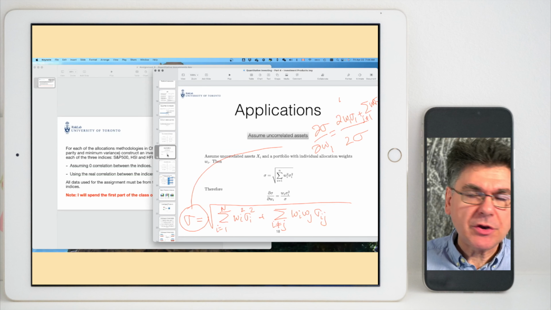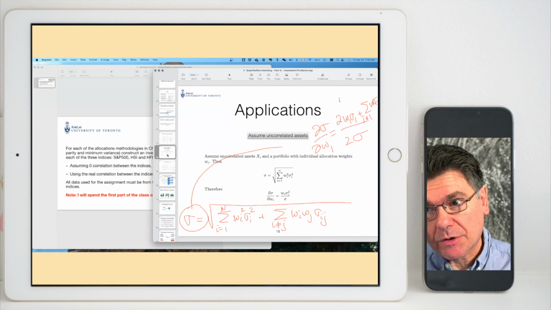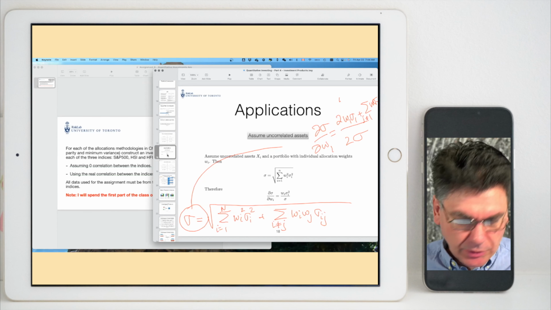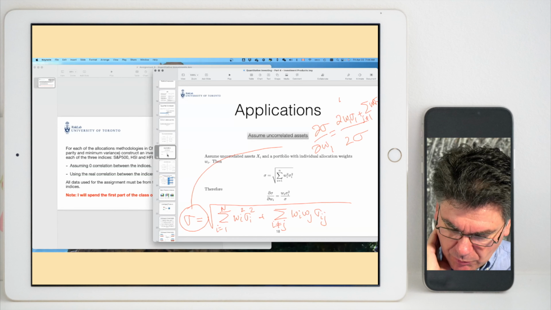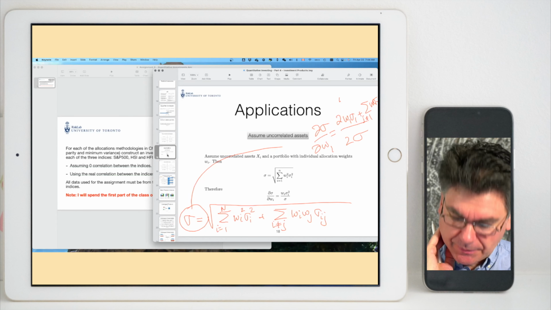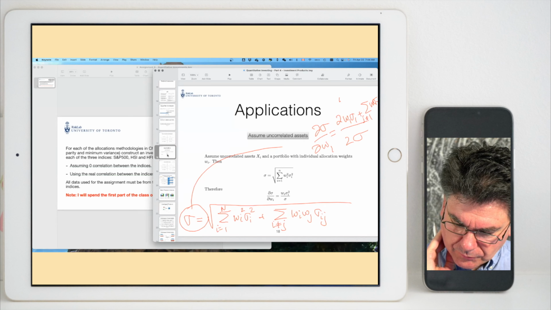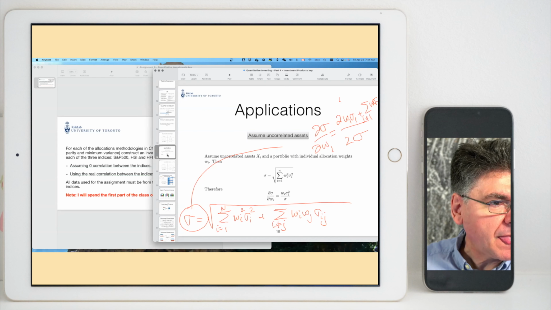Let's say that you go with your allocation, the one that you obtained when the correlation is 0. So if you do this with the answers that you obtain when the correlation is 0, you will see that you don't get an identity. You don't get an equality.